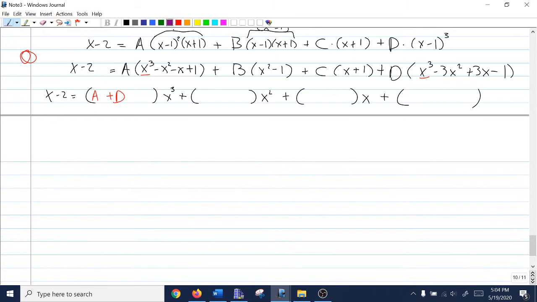I did red, let's do purple. Negative a x squared, positive b x squared.